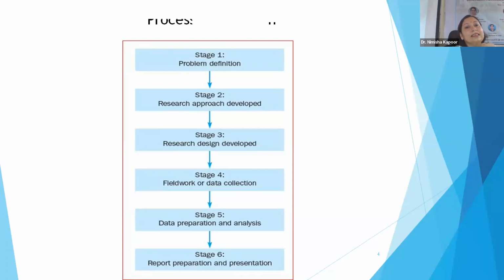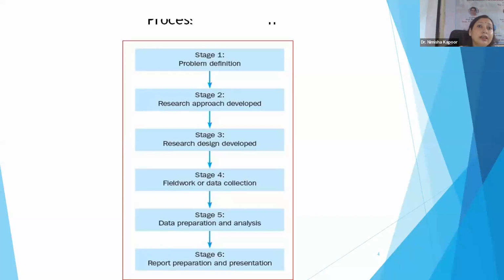Second is research approach development. Now, when you develop the approach, basically what we are doing is we're trying to build that context in which we will base our research. Maybe working upon the theoretical underpinnings, talking about the background, the context. That would be the development of research approach.